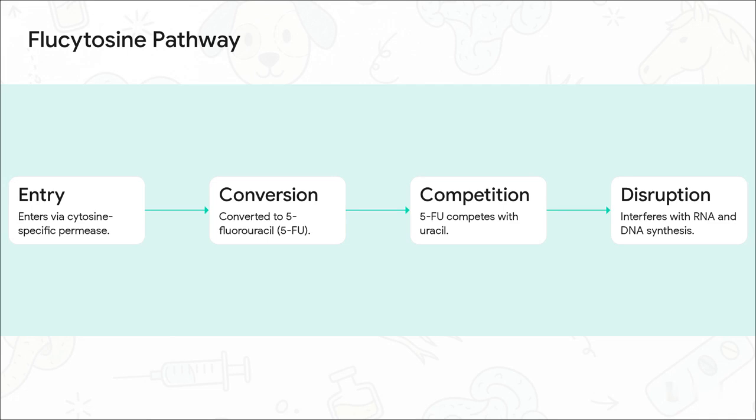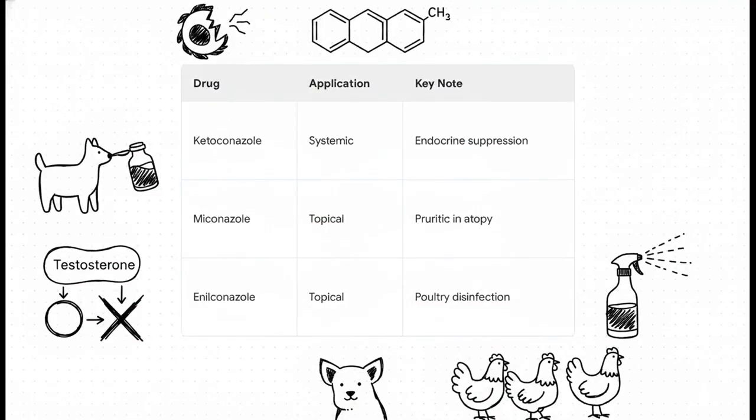Step 3, this 5-FU competes with uracil, forming rogue metabolites like 5-FUMP and 5-FUTP. And step 4, these metabolites completely sabotage pyrimidine metabolism, bringing RNA and DNA synthesis to a grinding halt. And the best part? Mammalian cells don't have that permease gateway, which neatly spares the host from immediate toxicity. Next up are the imidazoles, which work by inhibiting the enzyme 14-alpha-demethylase to stop ergosterol synthesis.